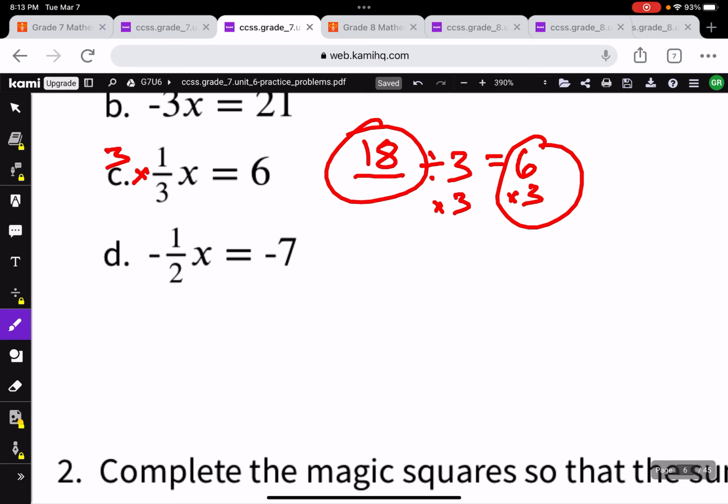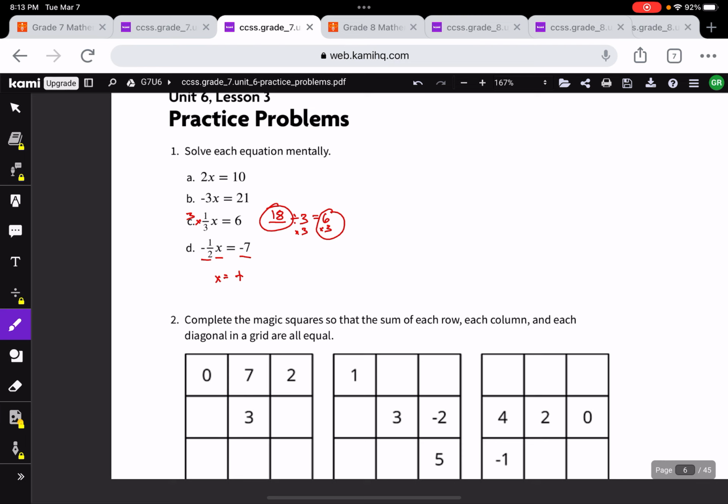And you're going to do the same thing with letter D. And you're going to think to yourself, I got a negative times what is a negative? Well, I know x must be a positive number. And this is kind of like saying, well, half of what is 7? And I'll let you figure that out from there.